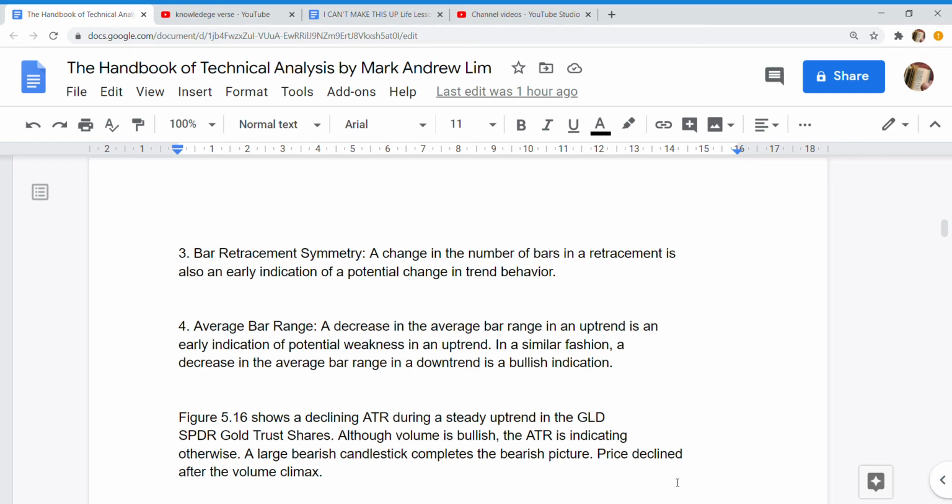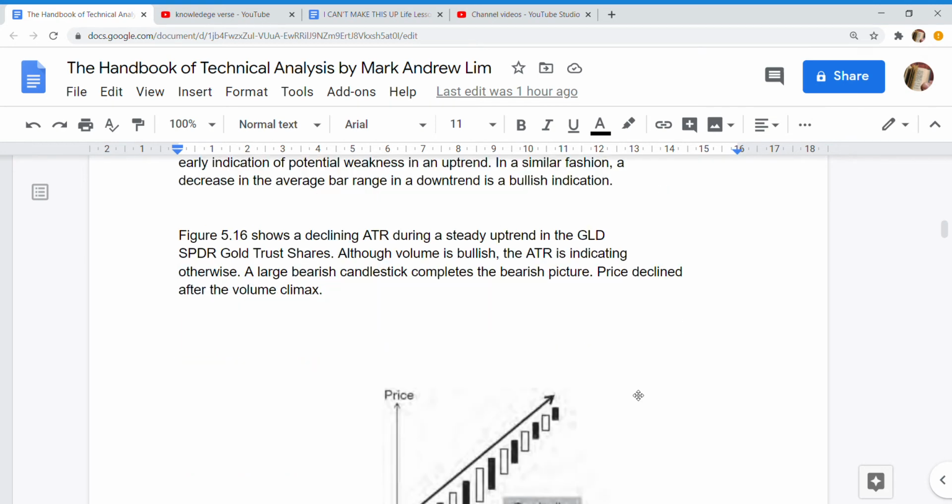Figure 5.16 shows a declining ATR during a steady uptrend in the GLD, SPDR Gold Trust shares. Although volume is bullish, the ATR is indicating otherwise. A large bearish candlestick completes the bearish picture. Price declined after the volume climax.